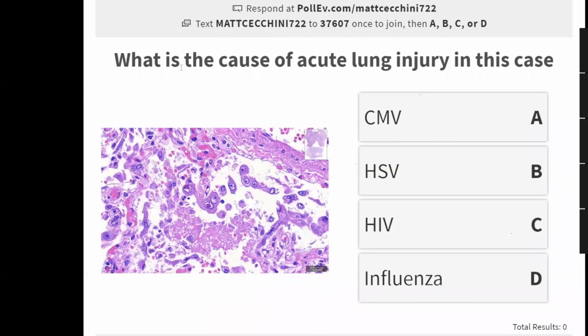So next question is, what is the cause of acute lung injury in this case, if you had this image here, where we have these cells that have both some nuclear inclusions as well as some cytoplasmic inclusions? Would it be A, CMV? Would it be B, HSV? Would it be C, HIV? Or would it be D, influenza?